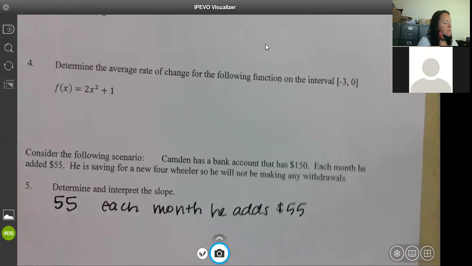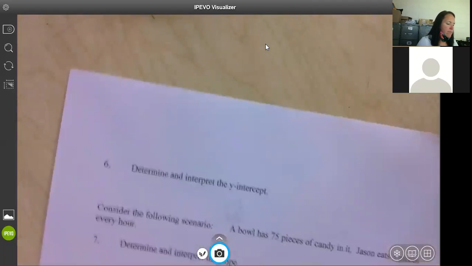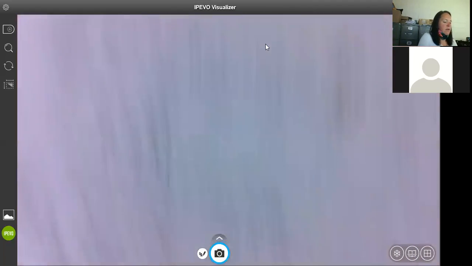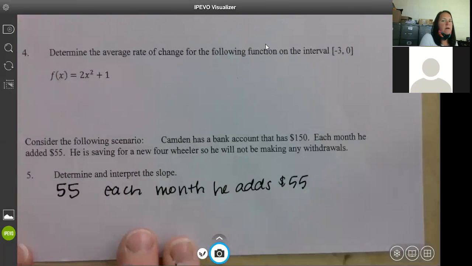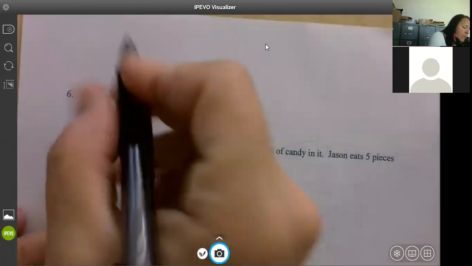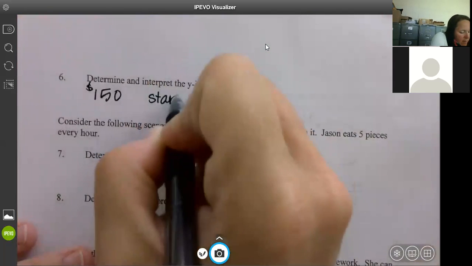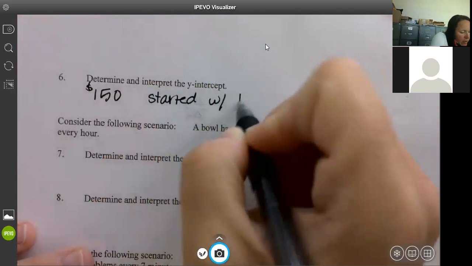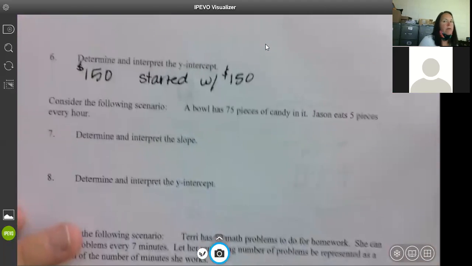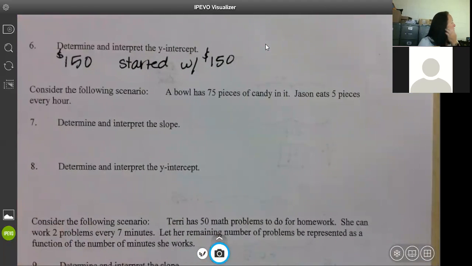Flip it over. We'll do 6. I think it's the same problem. Yep. What's the y-intercept? So I'm going to put it back up there so you can see it. 150. Why is it 150? That's where it starts. Because he started with $150. That's your interpret. That's it. Pretty simple.